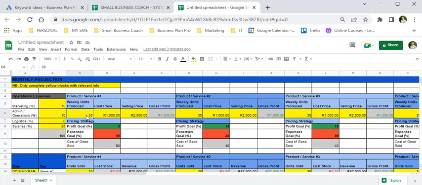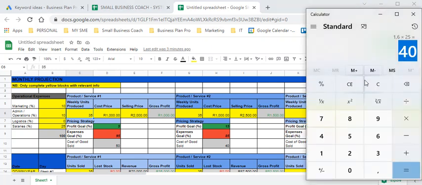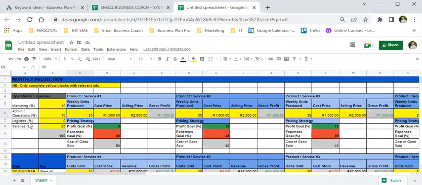Or rather, wait, I made a mistake now. So let's say weekly units produced 35. If I want to sell 30 pairs of the product or service 1, which is my limited stock, that means 30 divided by 4 weeks. Let's say 30 divided by 4 weeks gives me 7.5. So I need to create about 8 pairs of shoes per week. Just for argument's sake, I'm going to say 10 to be safe, right?